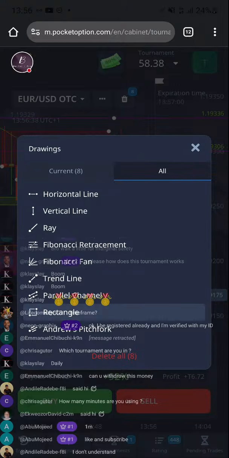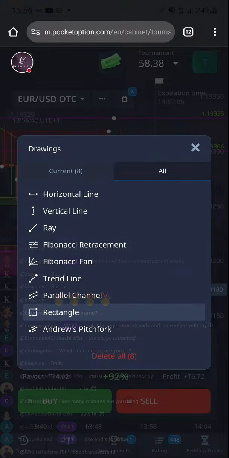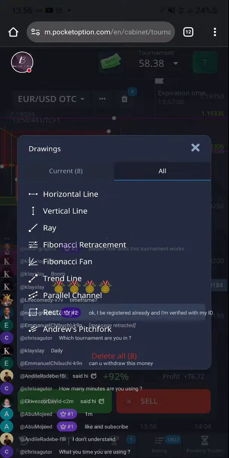Thank you very much. Okay, can you withdraw money? Yes, if you are trading live, you can. If you are trading your real account, you can withdraw money if you make profits. You understand? What time frame are you using? We're using a 1 minute.